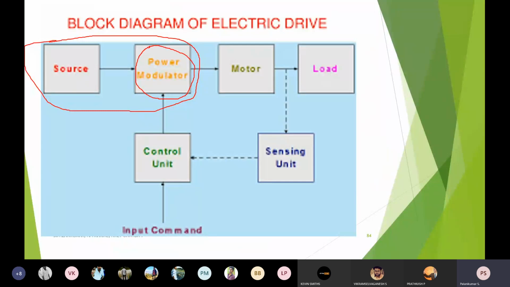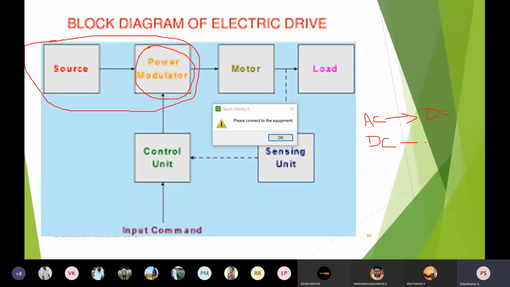For this power modulator we are going to study the rectifier arrangements and the inverter arrangements. The rectifier arrangement is nothing but, if an AC input is given, it will be converted. So AC to DC is called a rectifier. If it is DC to AC, it's called an inverter. These are the two circuit arrangements we are going to learn in this unit, which is especially applicable to electric vehicle applications.